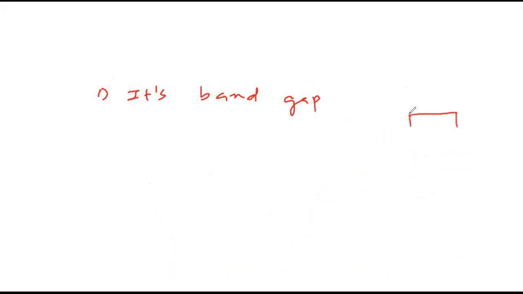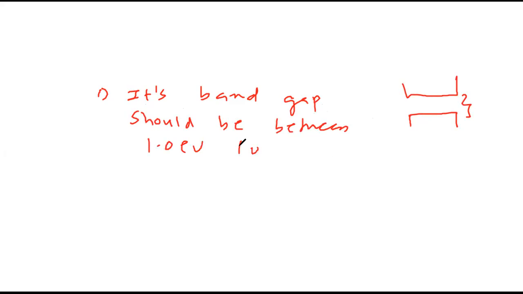The difference between valence band and conduction band energy is called band gap. The band gap should be between 1 electron volt and 1.8 electron volt. Generally, for any other semiconductor, it is in the range of 0 to 1.1. For solar cell it is kept at 1 to 1.8.